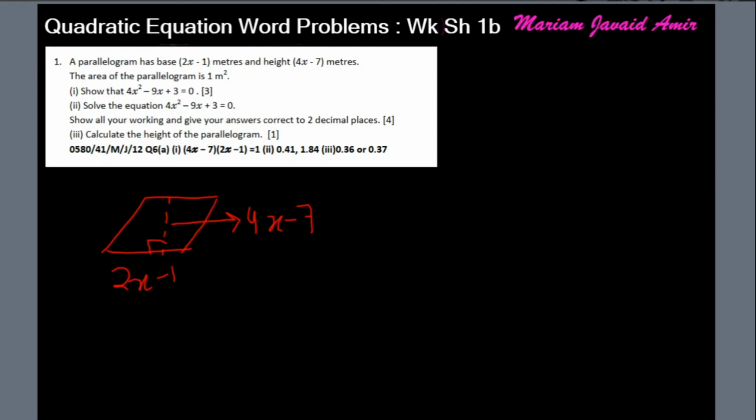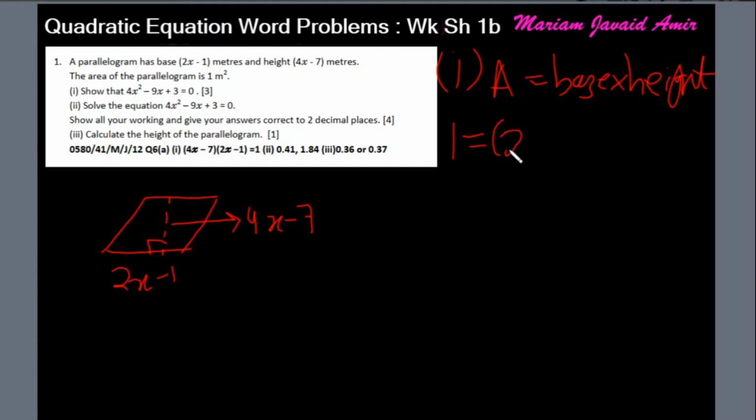In part 1 we have to show the given equation. So area of a parallelogram is base times height, and again height is the vertical length, not the slant length, not this one. Alright, so we have the value of the area, which is 1. We have the expression for the base, 2x minus 1. We have the expression for the height, which is 4x minus 7.